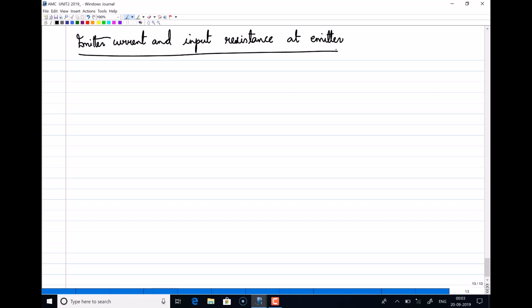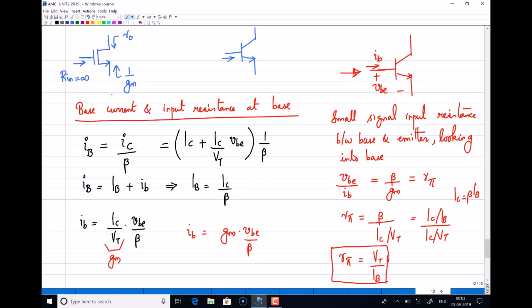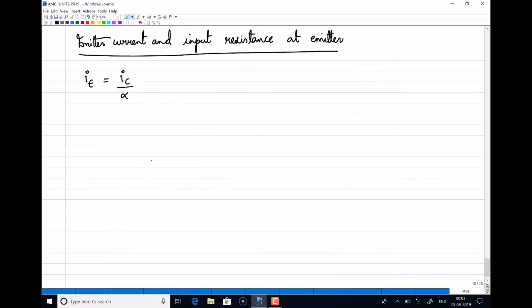So let's see how to do that. The emitter current IE can be written as IC by alpha, right? Here I have written IB as IC by beta. Similarly I can write IE as IC by alpha. That means it is equal to the DC current by alpha plus the small signal current by alpha.